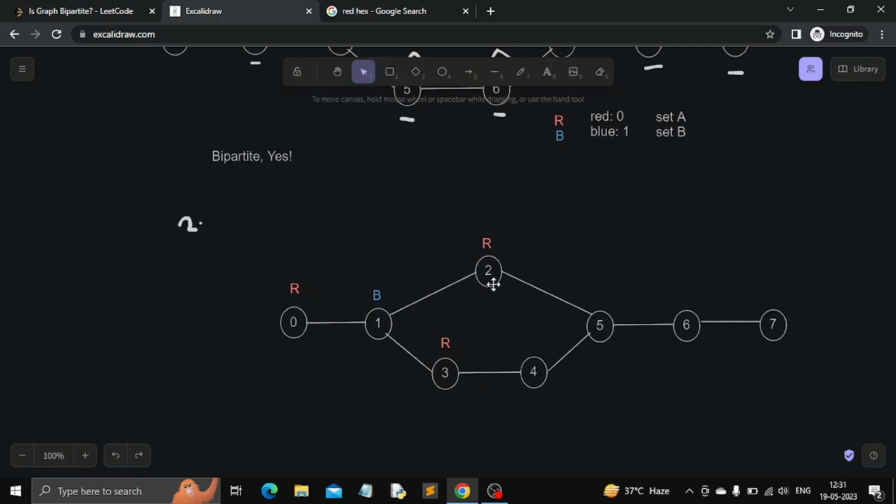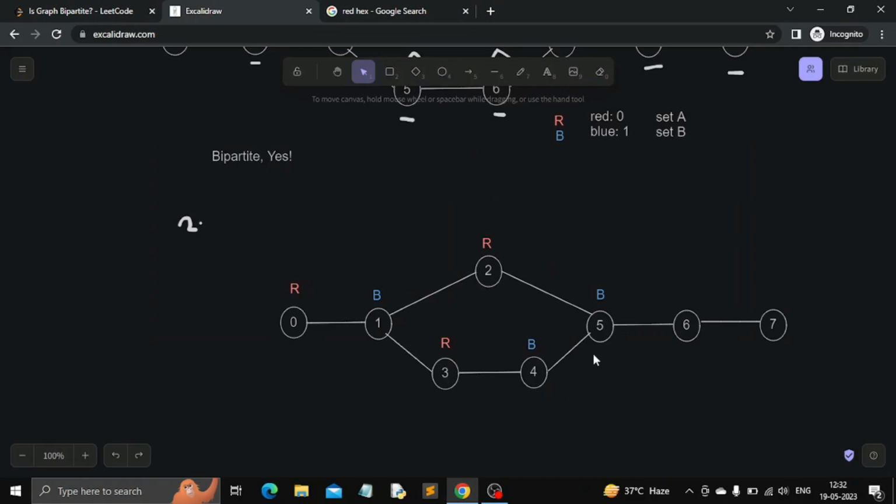Now the adjacent nodes of node 2 are node 1 and node 5. Node 1 is already colored, so we will move to node 5 and we are going to color it blue because its previous node was colored as red. Then coming to node 3, the adjacent node of node 3 is node 4 and we are going to color node 4 as blue, since the previous node, which is node 3, is colored as red.